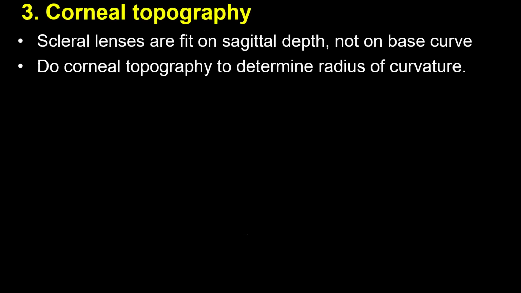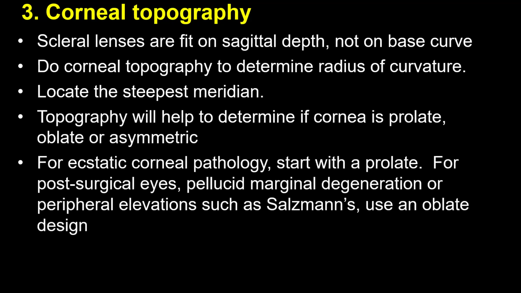Corneal topography, very important. Scleral lenses are fit on sagittal depth, not on base curve. So if you have the corneal topographer, that can help you measure the patient's sagittal height. Do corneal topography to determine radius of curvature as well. Locate the steepest meridian. Topography will help to determine if the cornea is prolate or oblate. I've explained all of these things. If they're symmetric or asymmetric, maybe one eye is oblate, thicker, more curved at the center.